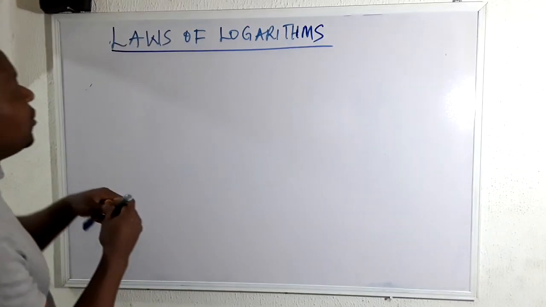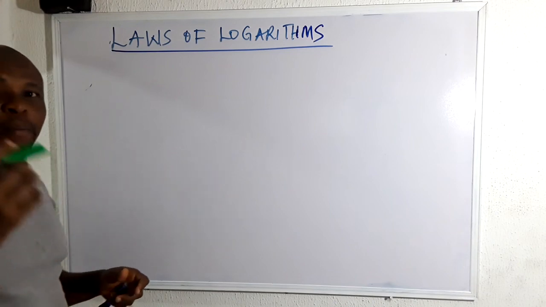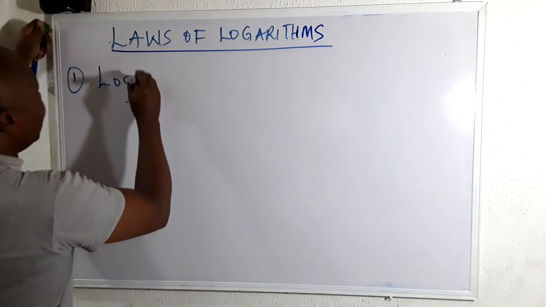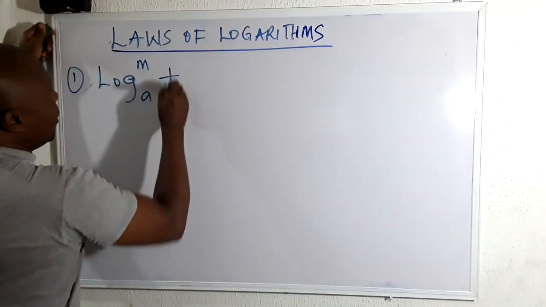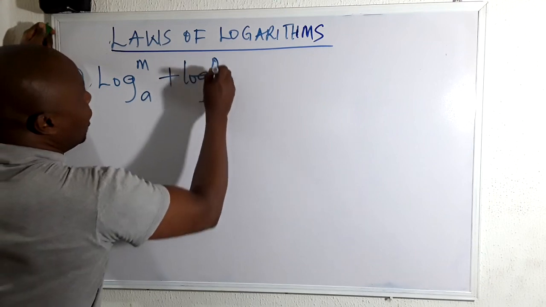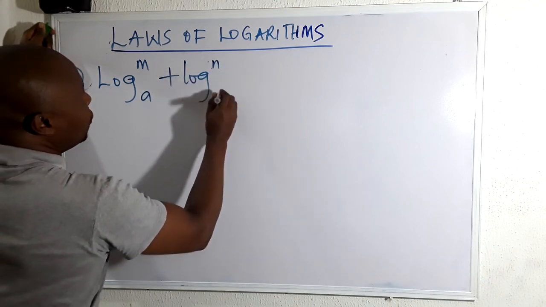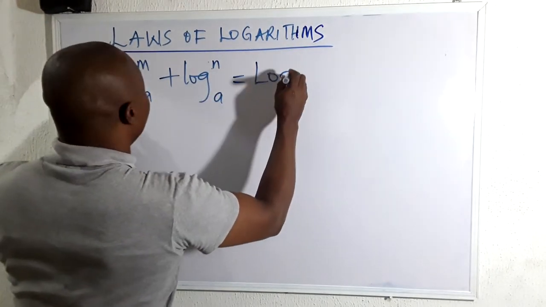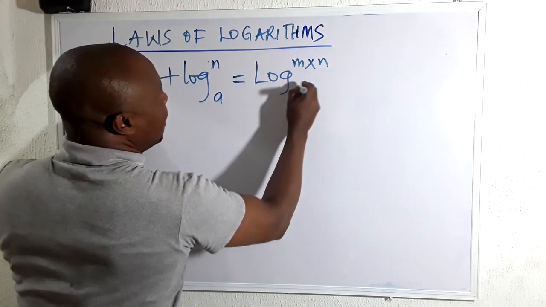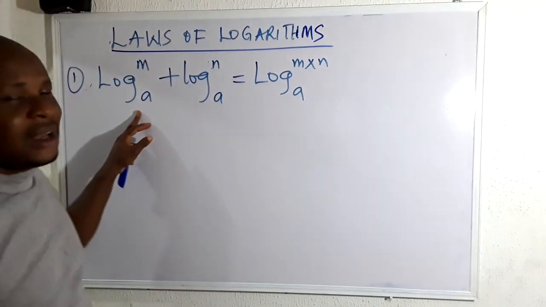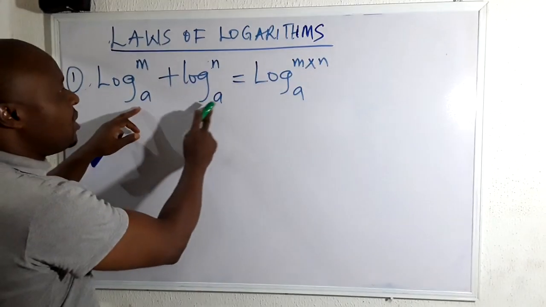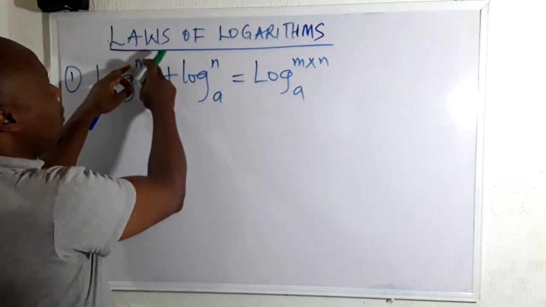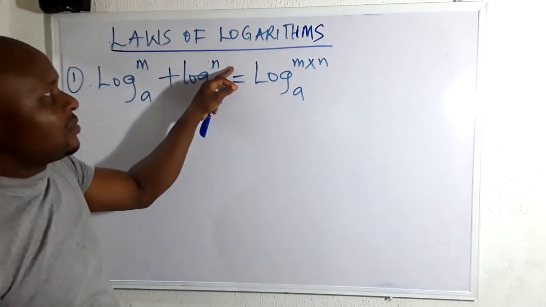The very first law of logarithms, which is referred to as the product law, says that if we have log m to base a plus log n to base a, this is the same thing as we take one of the logs times mn to base a. So what this law means is that whenever we have logs to the same base that are being added, we take one of the logs and then we multiply the numbers as it is here.